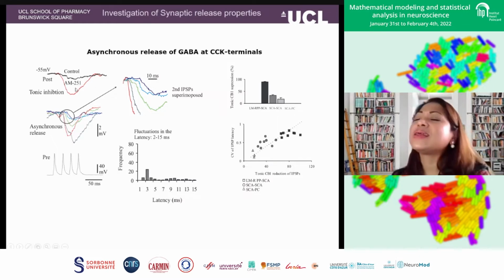Now, what is AM251? This acts on cannabinoid type 1 receptors. As I said, cannabinoid type 1 receptors are very important in regulating synaptic, or the level of neurotransmitter, at the presynaptic terminal. So this is why we chose to look at this as an illustration. And we see that there's a huge asynchronicity of release.